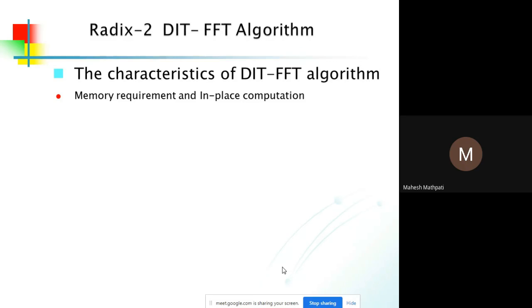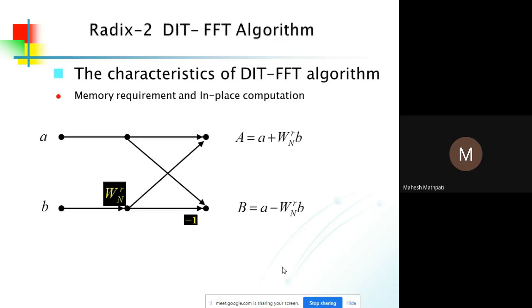So let us see them one by one. First, just write memory requirement and in-place computation. You first take the memory requirement and in-place computation. And you draw this diagram.